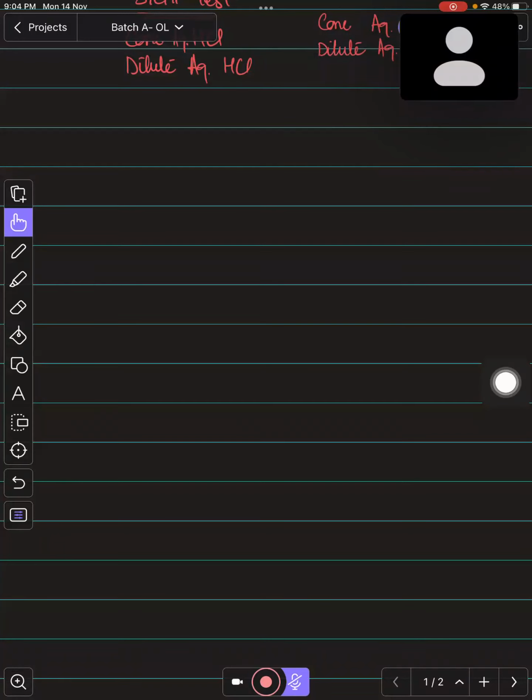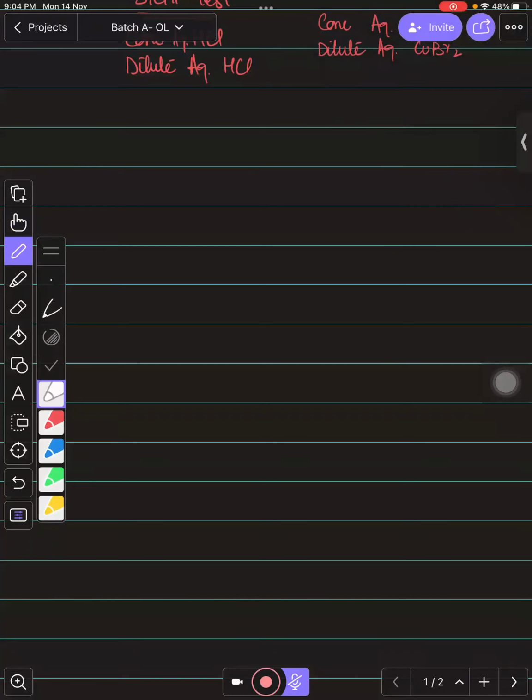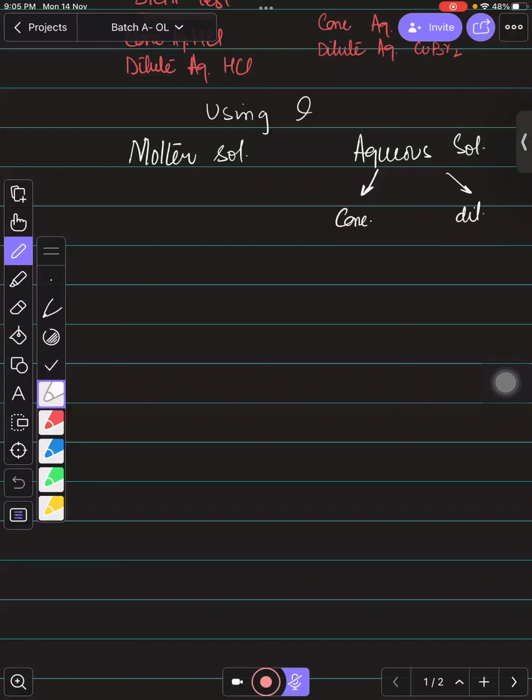Okay, so in the last class, if you remember, we were talking about electrolytic cells, and we know that we are doing electrolysis nowadays. We talked about molten solutions electrolysis, and we also talked about aqueous solutions in the last few classes: concentrated aqueous solutions and diluted aqueous solutions. These three types of electrolysis using inert electrodes we will talk about.